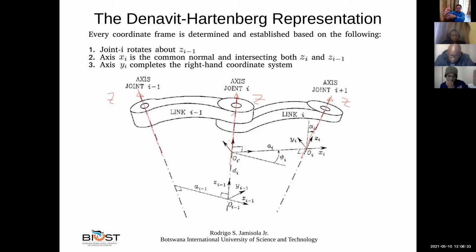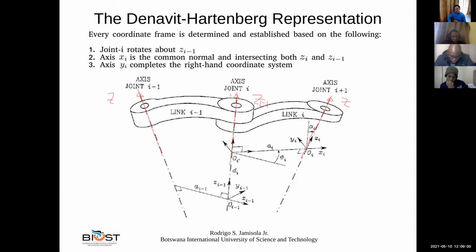So that was my mistake, that I attached a link before so that this joint rotates about that. No, this joint rotates about this. So now this will be z i minus 1. Everything else will remain the same. It is just that the index is wrong. So joint i rotates about z i minus 1.